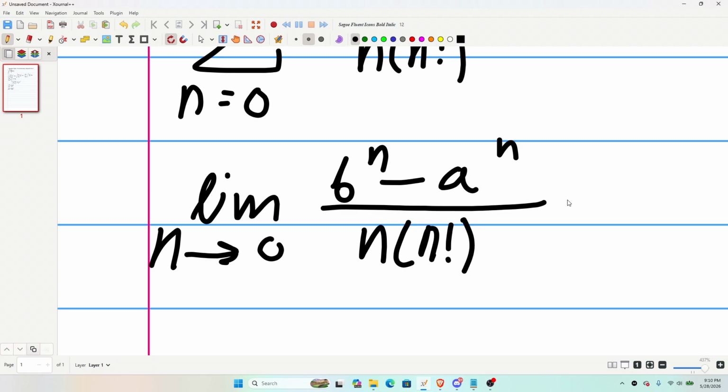I prefer it over anything so much. I love L'Hôpital's rule. And so we're going to use it because when we input 0 in this function, we just get 0 over 0, an indeterminate form. So it's valid to use L'Hôpital's rule here.